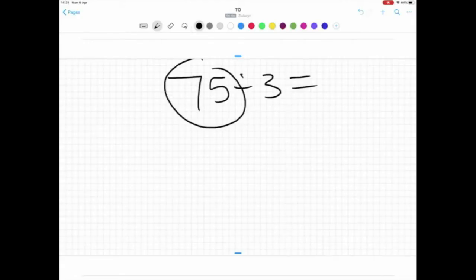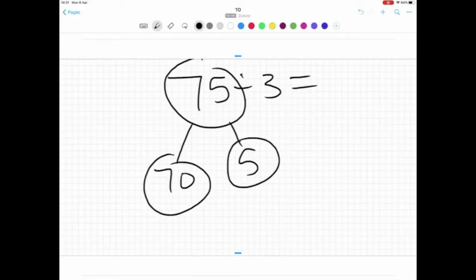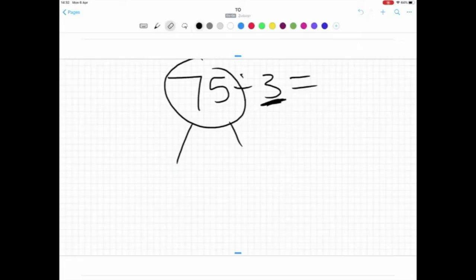Now, some of you may have got this, but I want you to think about what we said. Is 5 in the 3 times table? 3, 6, it's not in the 3 times table. Therefore, this wouldn't work. You had to partition this into a number which is in the 3 times table.